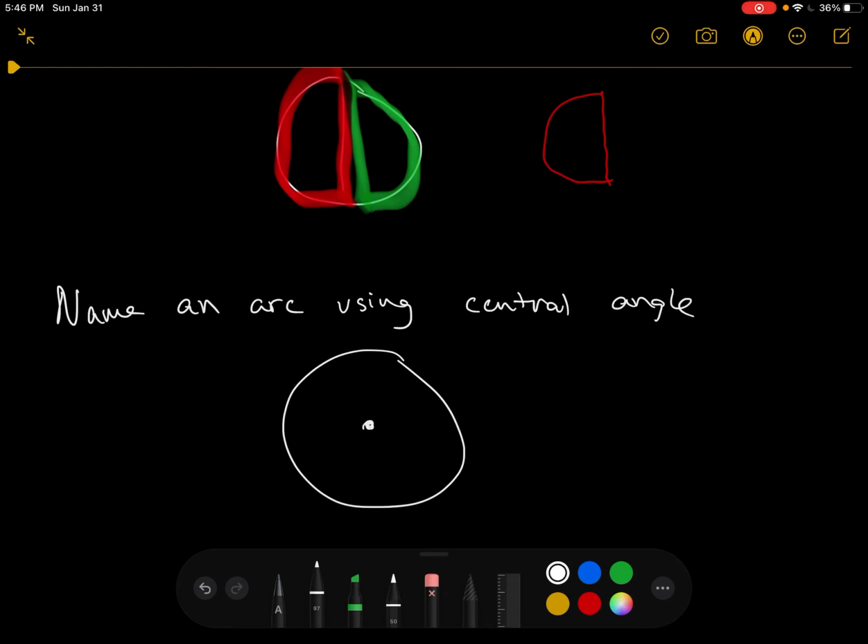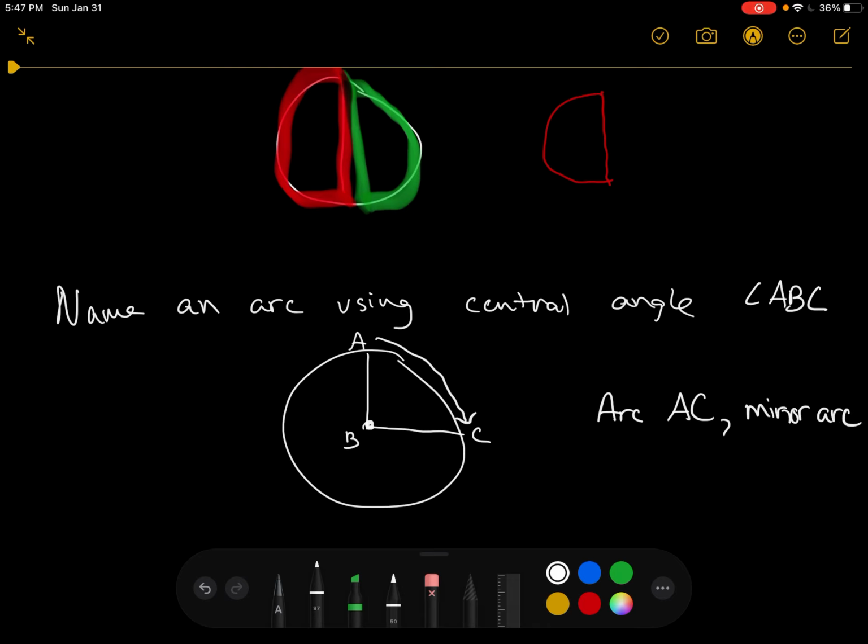So let's say we have a central angle from here to here. We'll call it A to B to C. And they want us to name the arc using central angle ABC. So in this case, we would say that we have arc AC. We know that it goes from here to here. So we know that that's a minor arc because it's less than half of the circle. And those are basically the characteristics that we're looking for.